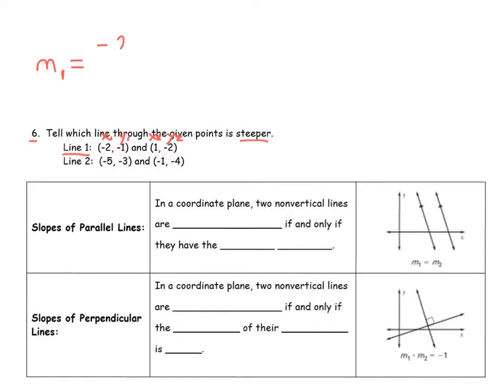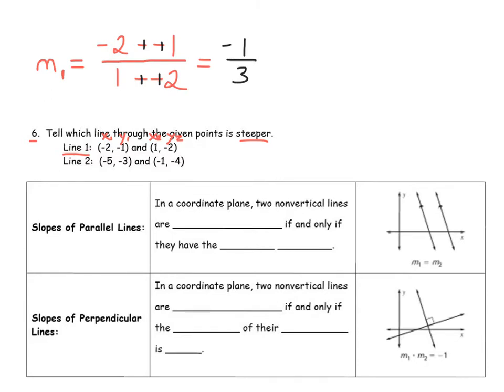So it's going to be -2 minus -1 over 1 minus -2. Now, that double negative in the numerator and denominator is going to turn to a positive. So it looks like we're going to end up with -1 over 3.